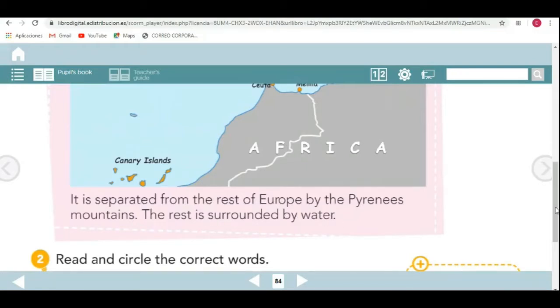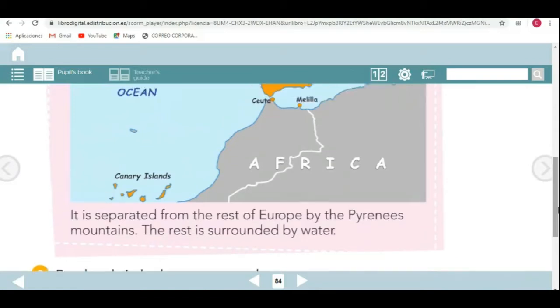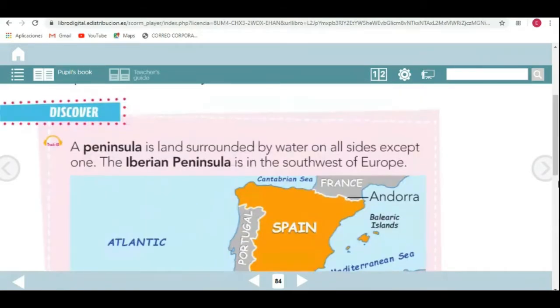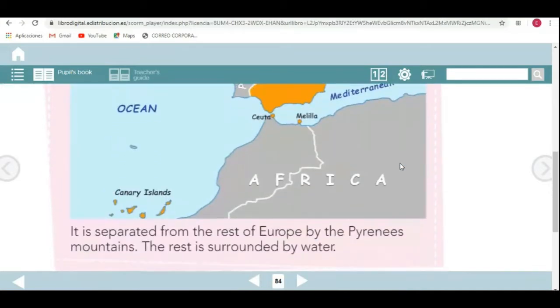A peninsula is land surrounded by water on all sides except one. The Iberian Peninsula is in the southwest of Europe. It is separated from the rest of Europe by the Pyrenees Mountains. The rest is surrounded by water.